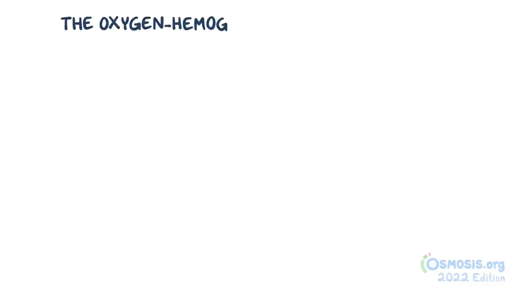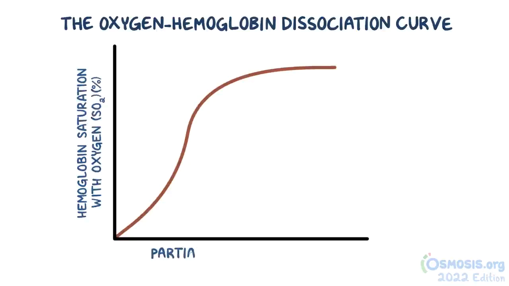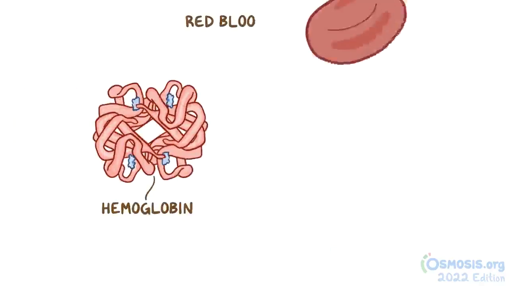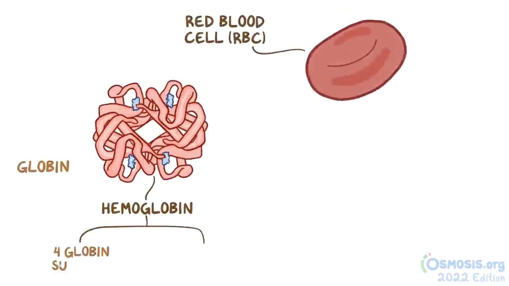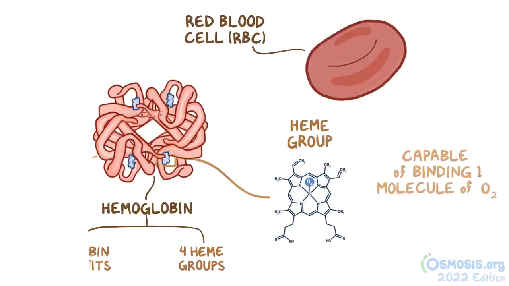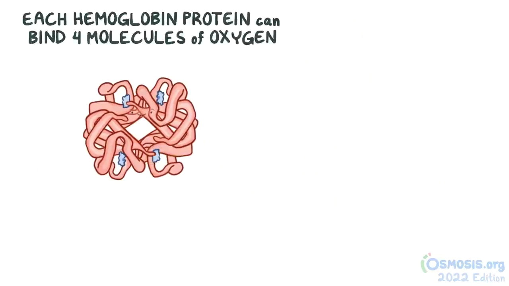The oxygen-hemoglobin dissociation curve shows how the hemoglobin saturation with oxygen, or SO2, is related to the partial pressure of oxygen in the blood, or PO2. Hemoglobin is the main protein within red blood cells, and it's made of 4 globin subunits, each containing a heme group capable of binding 1 molecule of oxygen. So that means that each hemoglobin protein can bind 4 molecules of oxygen.